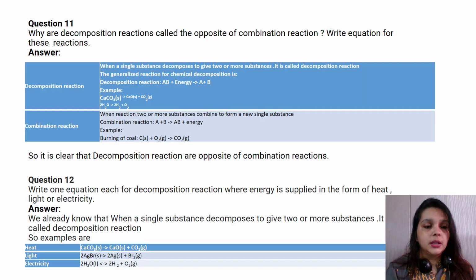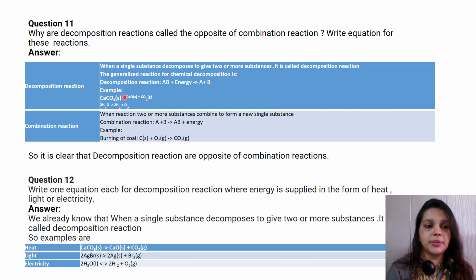Alright. Question number 11. Why are decomposition reactions called the opposite of combination reactions? Write the equations for these reactions. Whenever a single substance gets decomposed to give two or more substances, it's called a decomposition reaction. The generalized equation goes like this: AB plus energy gives A plus B.